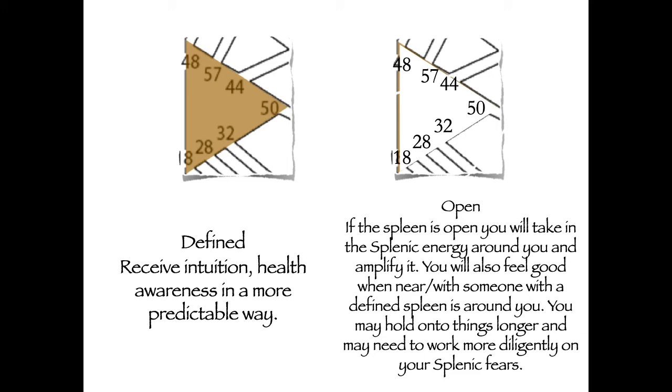You receive the information about your intuition, the intuition of the spleen, in a more predictable way, so you know more about how your intuition works. Most people could say that they have a specific way of intuiting, and it's related to the gates that are defined on the spleen. The other thing is your health awareness. Sometimes you can be aware of your health, but because the spleen can be ignored, you can go beyond your health issues, because you're not usually impacted as much by those signs that your health might be off as somebody with an open spleen.